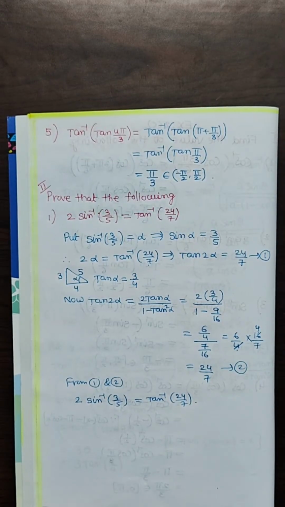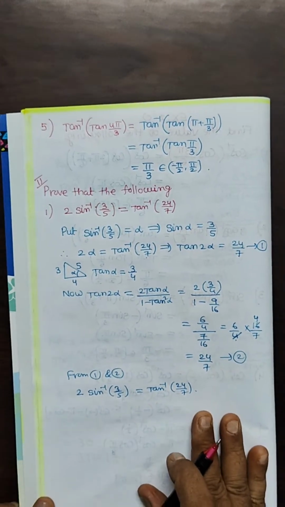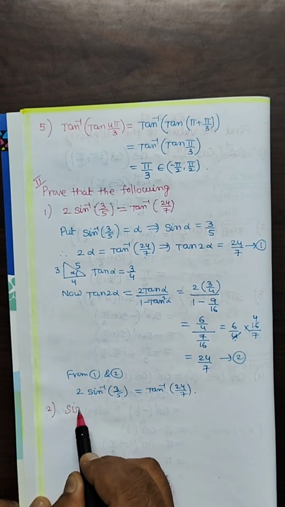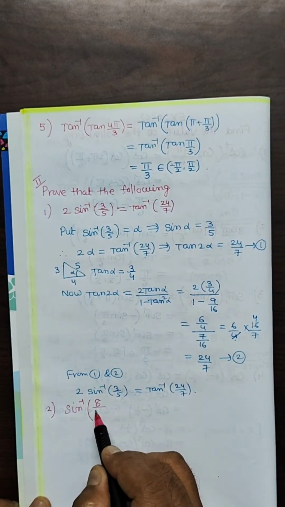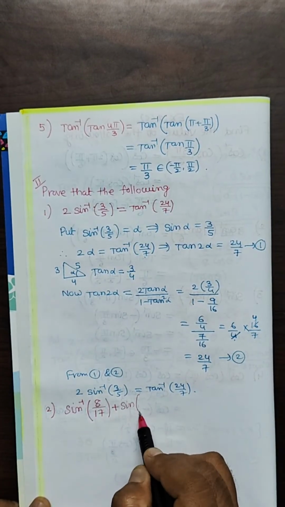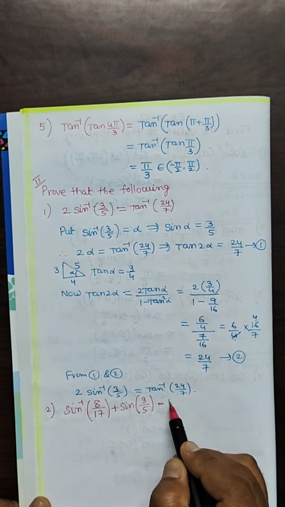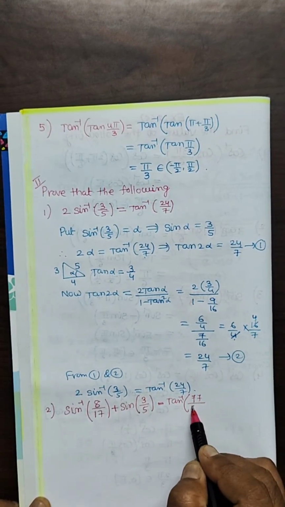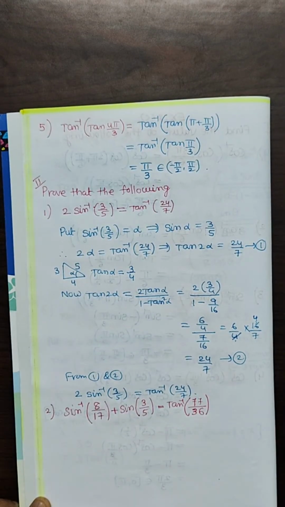We'll move to question number 2. What is that question number 2? Prove that sin inverse of 8 by 17 plus sin inverse of 3 by 5 is equal to tan inverse of 77 divided by 36.